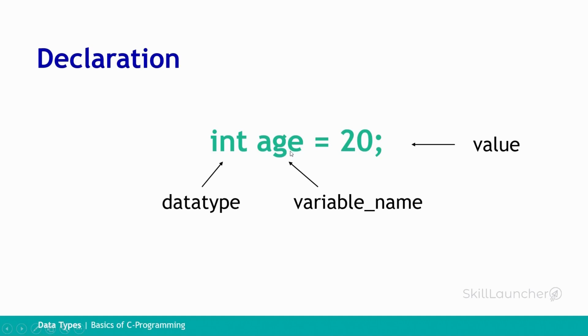We know that the variable name is preceded by data type. Here int specifies that this variable age will consider data of type integer. Here it is specified to a value 20. So the declaration starts with the data type, then comes the variable name, and if required, it is initialized in the same statement with its corresponding value. So now let us learn data types one by one.